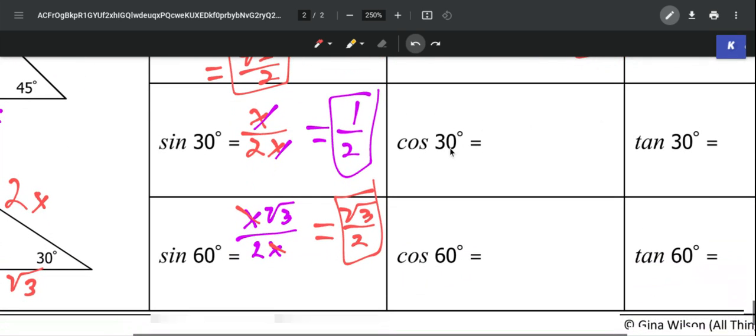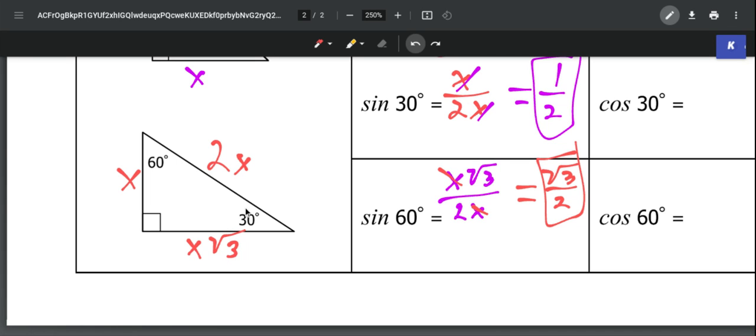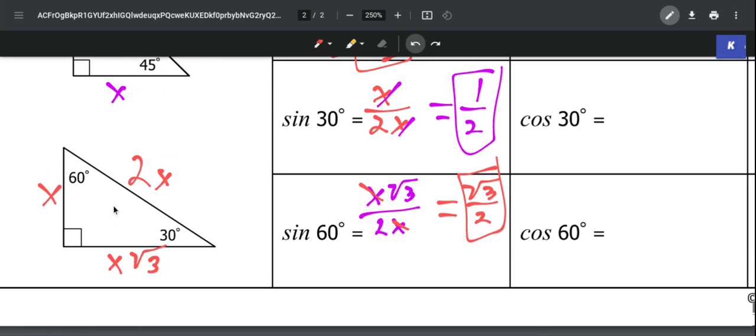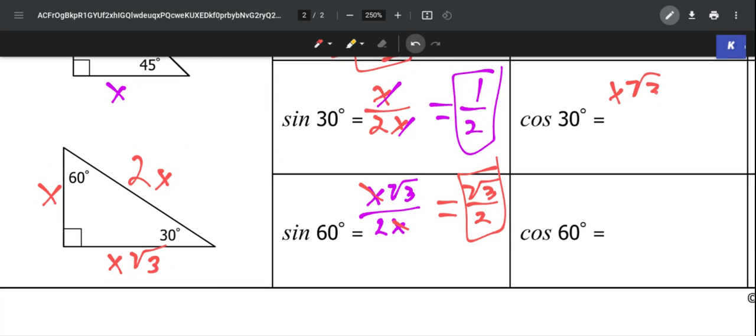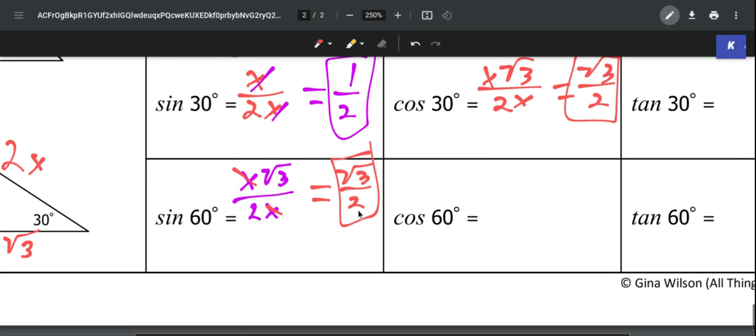Now, when we look at cosine of 30, we're looking at this 30, 60, 90 triangle. And if we look at cosine of 30, we're going to go adjacent to that, which is x radical 3 over hypotenuse, which is 2x. And that's actually the same thing as sine 60. So those pretty much just flip. So that's going to be square root of 3 over 2. So anytime you see cosine of 30, it's always going to be radical 3 over 2.